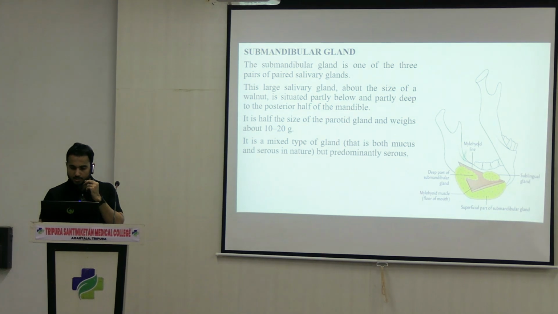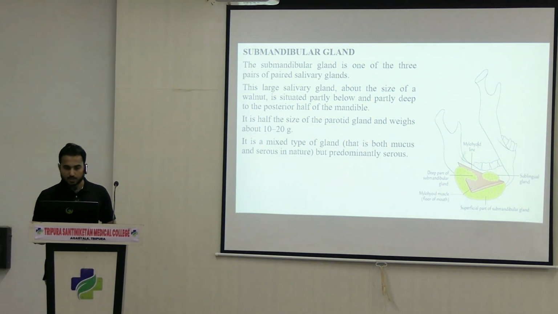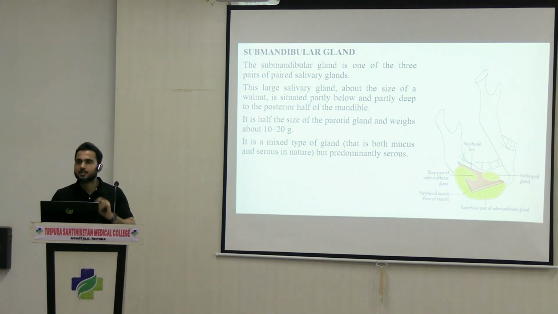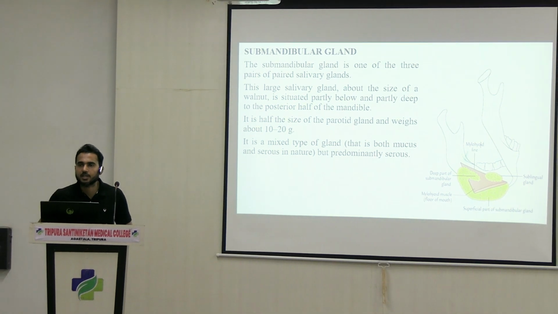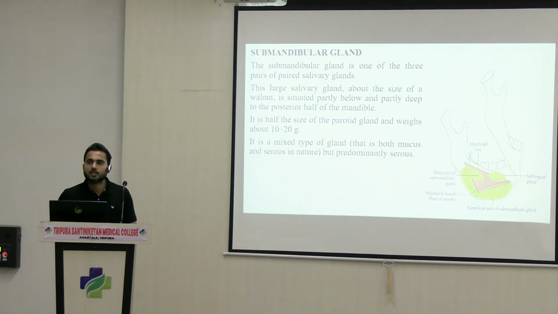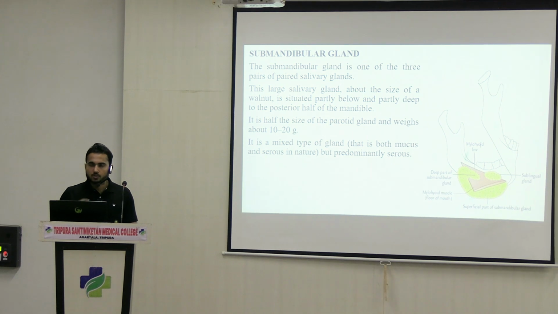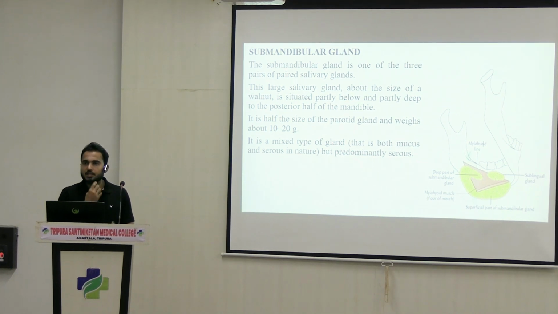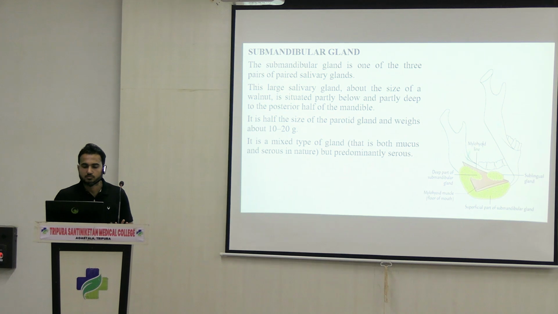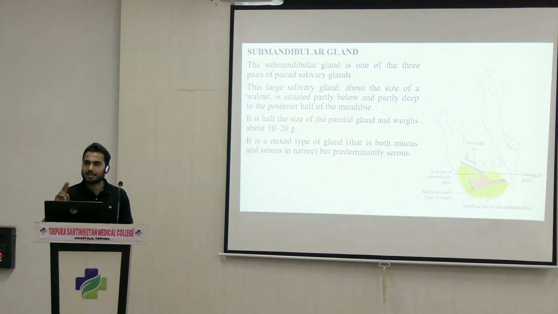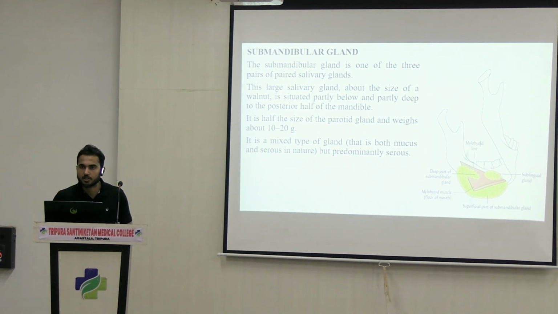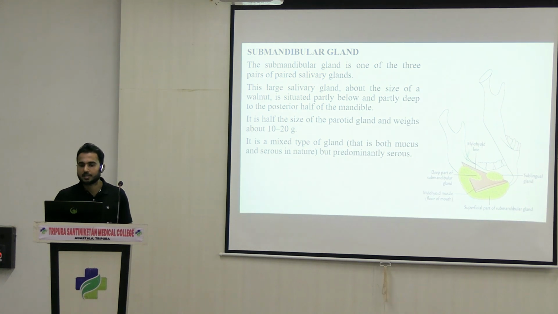the submandibular region. In the submandibular region, two glands are there. These are the submandibular salivary gland and the sublingual salivary gland, right? So what have you studied about the submandibular salivary gland? It is the second largest salivary gland of our body. Next, what is the location? Can you see the location of the submandibular salivary gland?